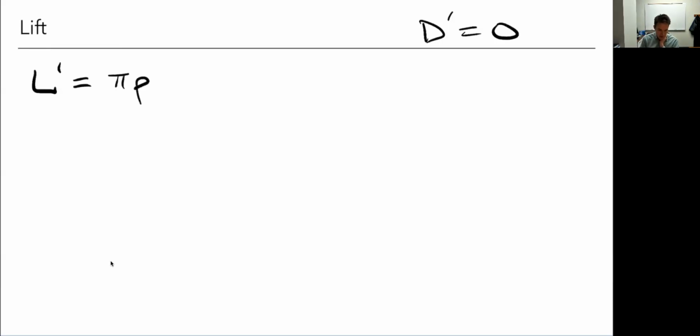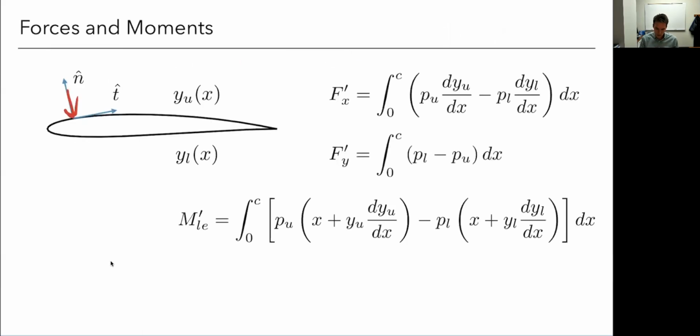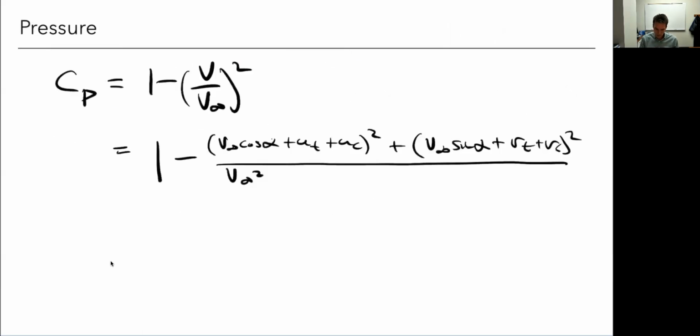I get pi rho V infinity squared C times A0 plus 1/2 A1. This is not a simplification. I did not leave any terms off. You could have an infinite number of Fourier terms, but these are the only ones that remain. And the reason why, I didn't write this out, but if you go and write this out, you'll see what happens.